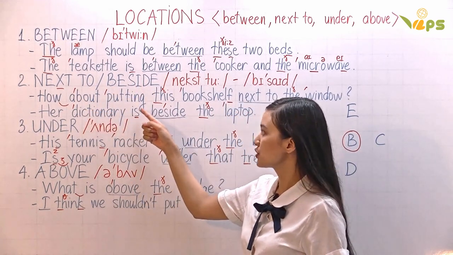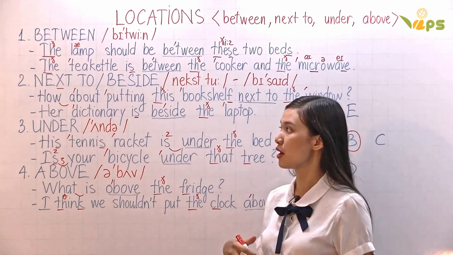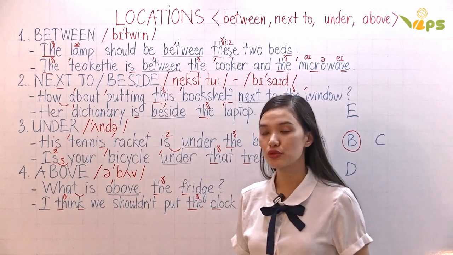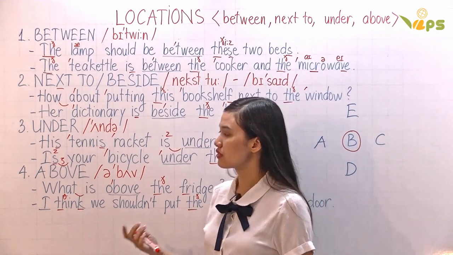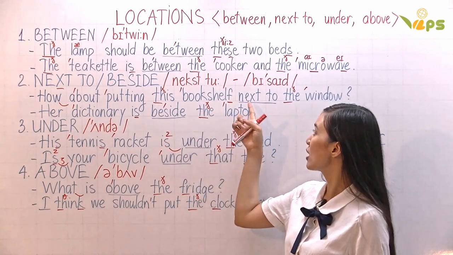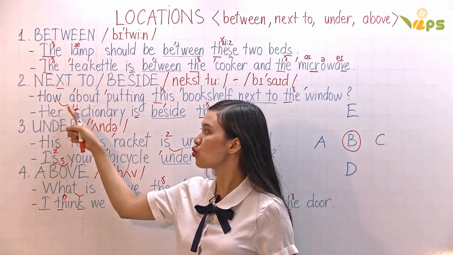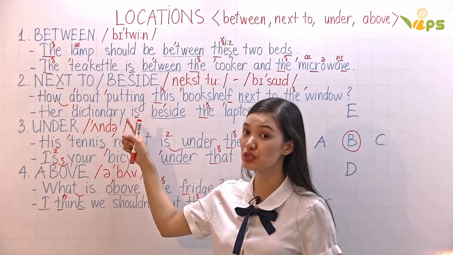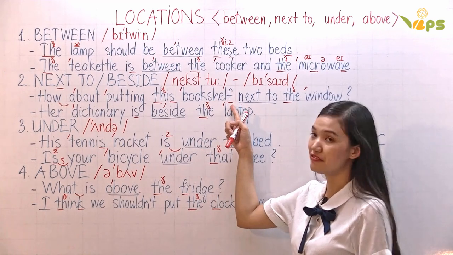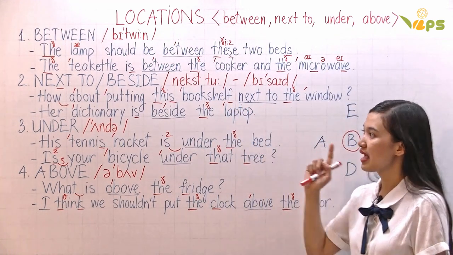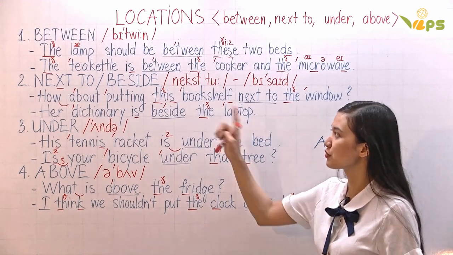How about putting this bookshelf next to the window? The bookshelf is the shelf for you to put the books, okay? If you use how about and after that a verb with ing, to suggest an idea, it's like, what do you think about it? Do you think it's a good idea to put this bookshelf next to the window? Okay, how about putting. Don't say how. How about putting this bookshelf next to the window? That means, do you think it is a good idea to put the bookshelf next to the window?